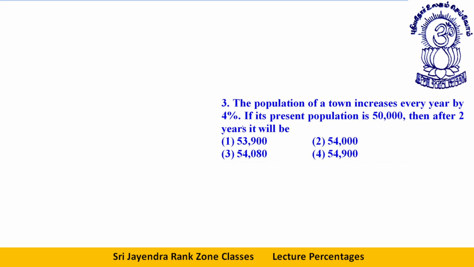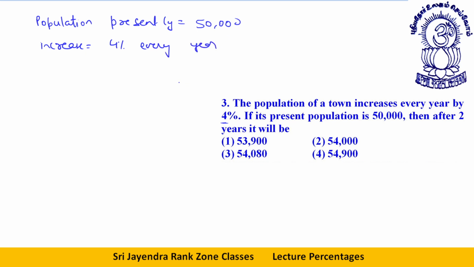Population of a town increases every year by 4%. If its present population is 50,000, then after 2 years will be, see, present population presently is how much? 50,000, 50K. Increase is what? 4% every year. So that way, what will happen, dear students, is increase 4% every year. So population after 2 years, it will be what?